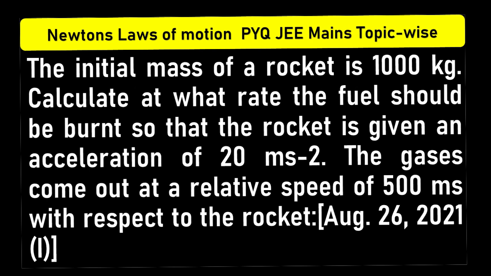The initial mass of a rocket is 1000 kilogram. Calculate at what rate the fuel should be burned so that the rocket is given an acceleration of 20 meters per second squared. The gases come out with the relative speed. Okay, all right. See, this question represents the class of problems which we classify as variable mass problems.